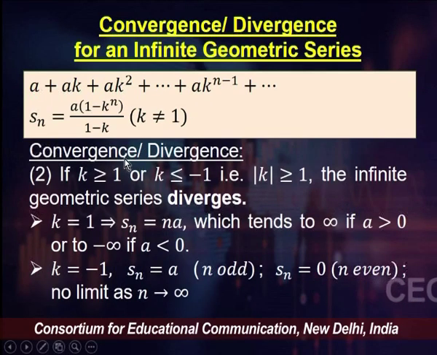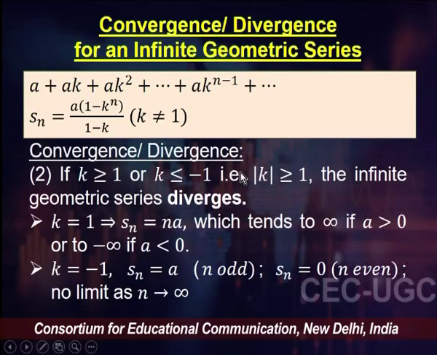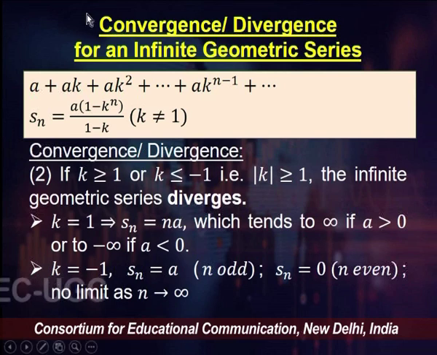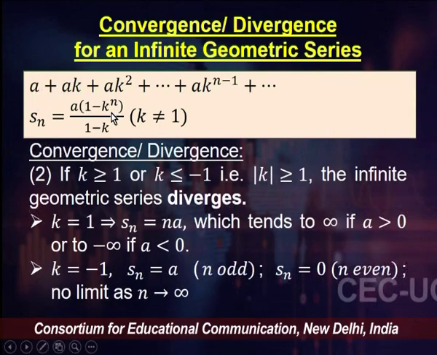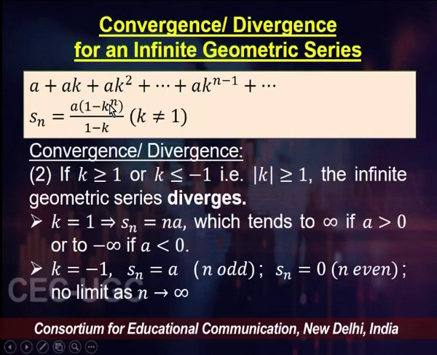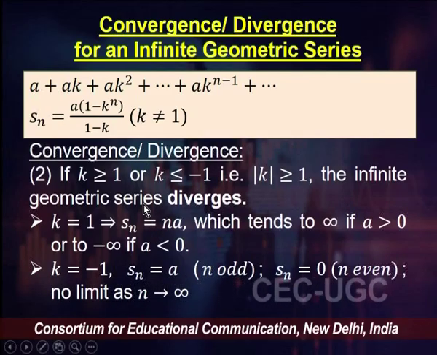However, if k is greater than or equal to 1 or less than or equal to minus 1, which is to say that the absolute value of k is greater than or equal to 1, the infinite geometric series diverges, because k to the power n in this formula will just explode if you have, let us say, 2 and then n tends to infinity. So, 2 to the power infinity is just going to be a very large number. In this sense, the infinite geometric series diverges.